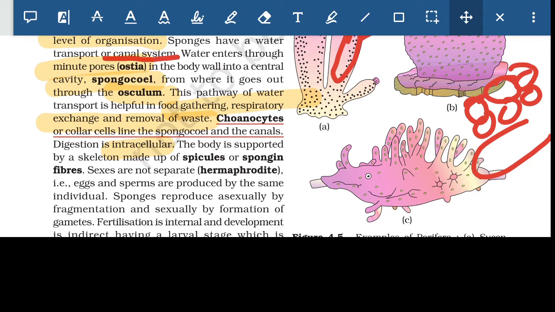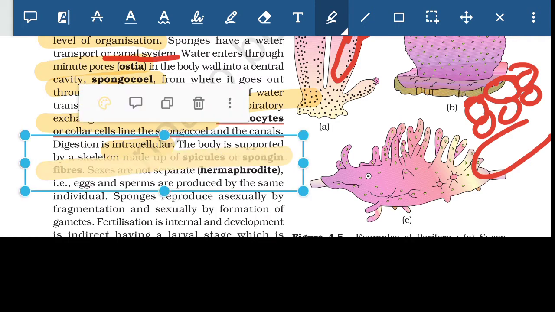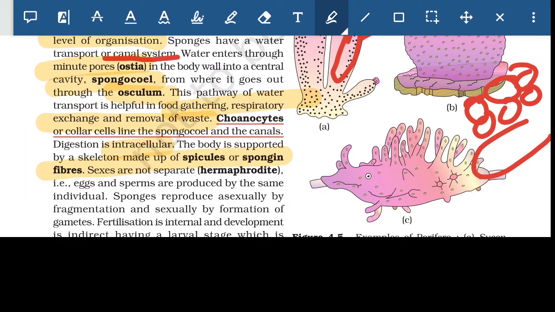The body is supported by a skeleton made up of spicules. It's very important, spicules are of two types. The skeleton is made up of spicules and spongin fibers. This may be asked: the skeleton of sponges is made up of what kind of material? That may be spicules or spongin fibers.